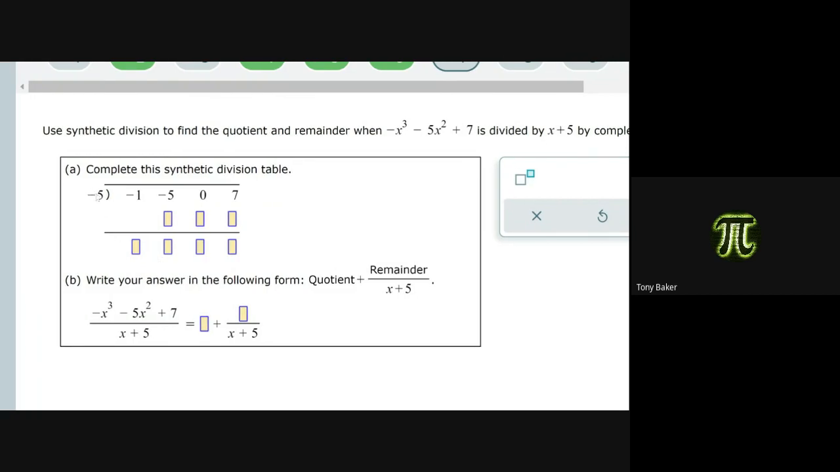Notice how it is a -5 on the outside. We have the -1, -5, 0 for the x term, and 7 for the final one. And in Alex, all you're in essence doing is filling in boxes. But it's the exact same thing we just did. So, first one, bring down. So that's -1. Multiply. -5 times -1 is 5. Put the 5 there. Add. -5 plus 5 is 0.